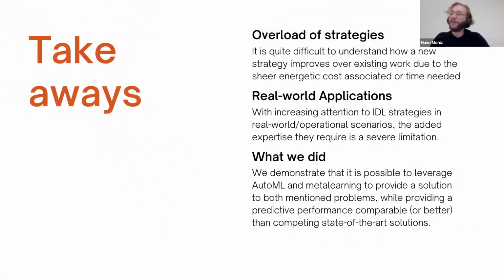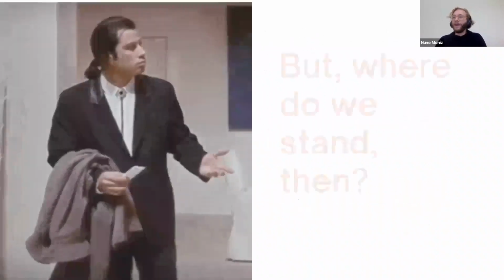So again, just takeaways: we have a lot of strategies. This is a very difficult thing to go around. There's a lot of interest in imbalanced domain learning in real world applications. So obviously there's a lot of interest in these AutoML solutions. And what we did was basically to demonstrate that it's possible to leverage automated machine learning and meta learning to get a solution that provides, at least experimentally, good results.